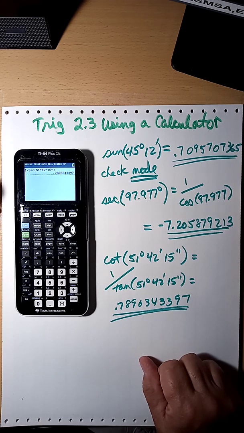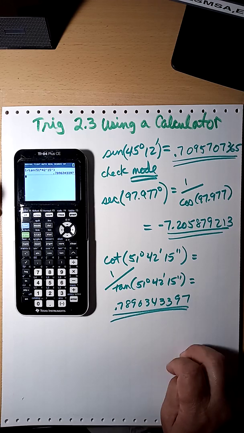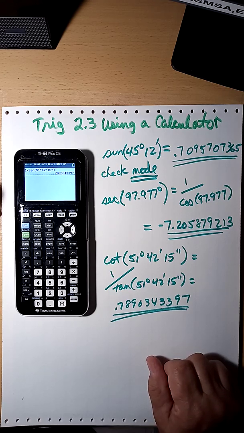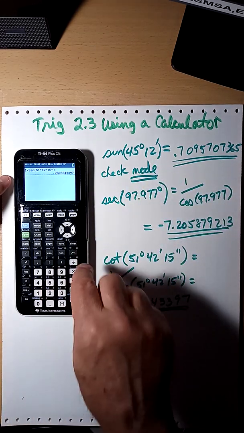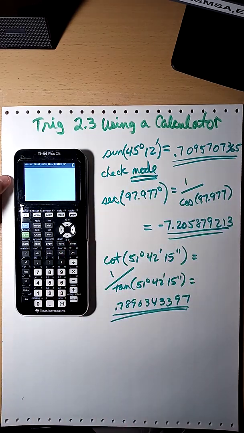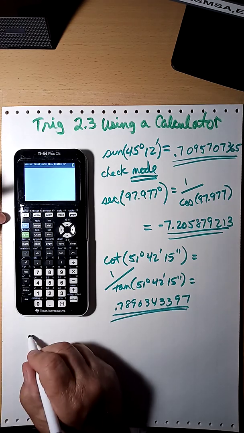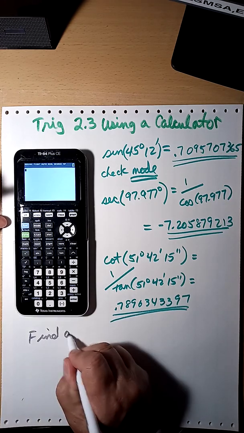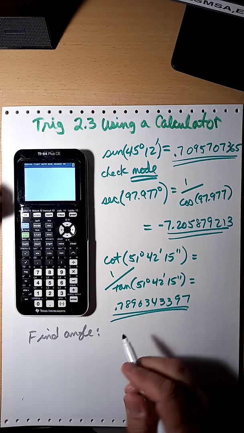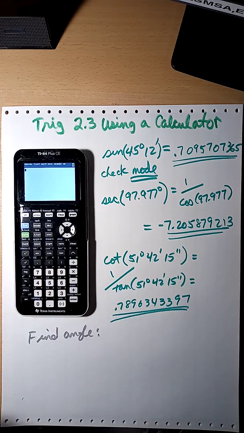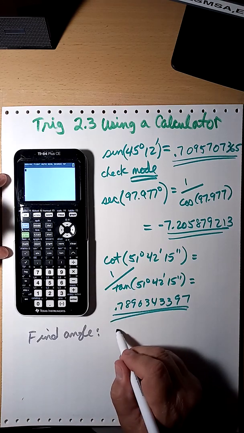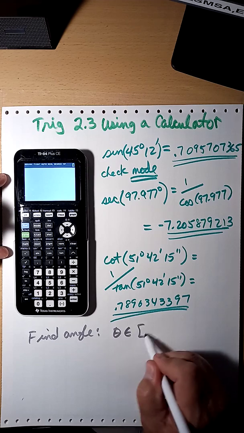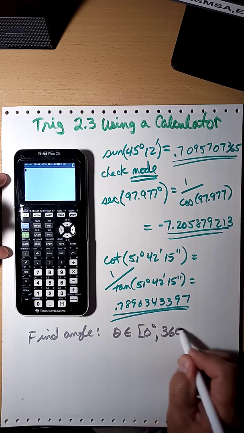Now, that's not so bad. It's pretty easy. If you want to find an angle measure using a calculator, this is finding the value of a trig function given an angle. Suppose we want to find an angle measure using a calculator. We did this for one of those last problems in the last section, section 2.2. Suppose we want theta to be in the interval from 0 degrees to 360 degrees.